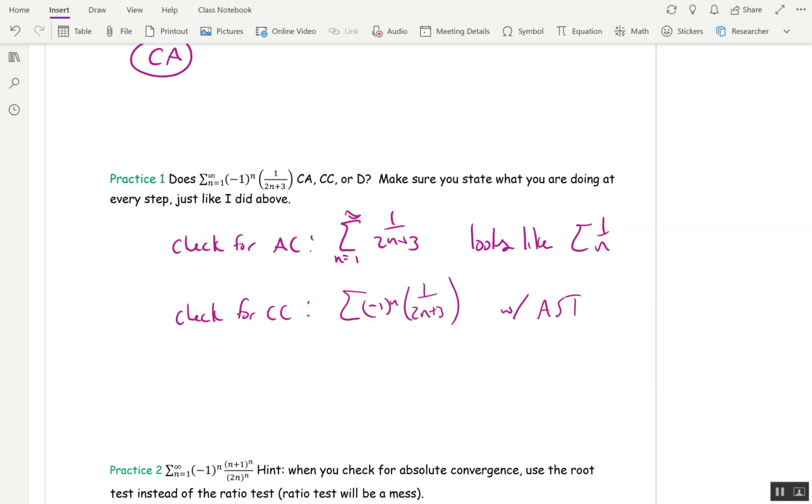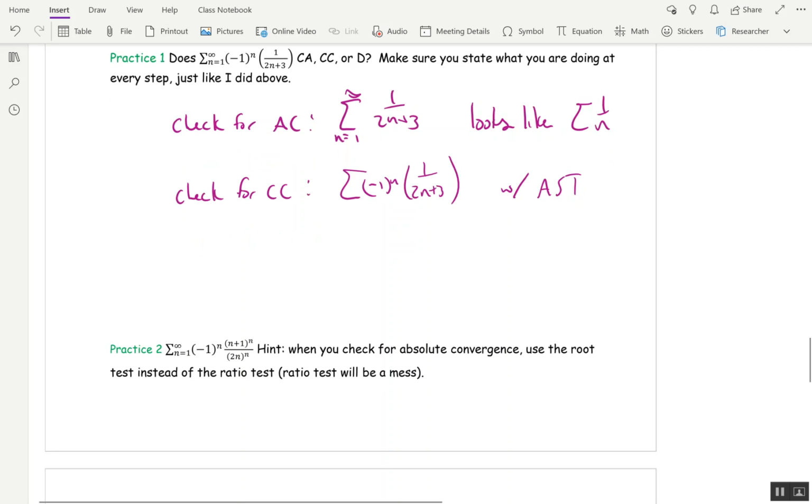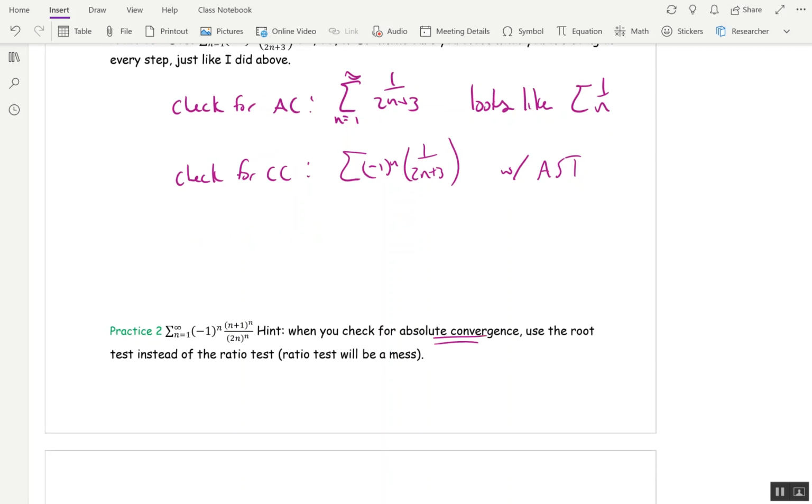Okay, and then for the last one, the only comment I want to give you is that typically, we use the ratio test much more often than we use the root test. But on this one, when you check for absolute convergence, my hint is use the root test, not the ratio test. The root test will be much easier.